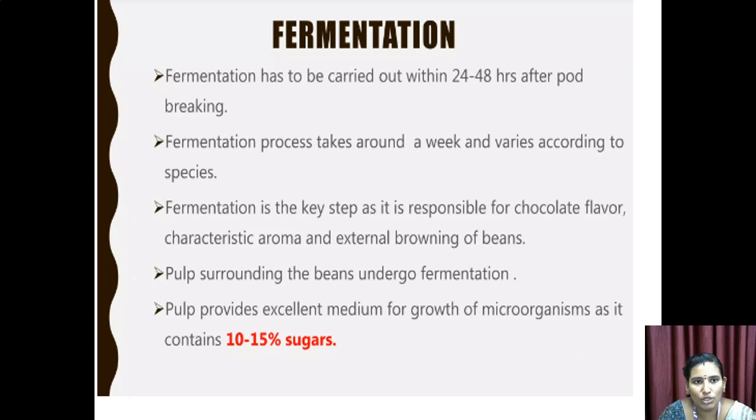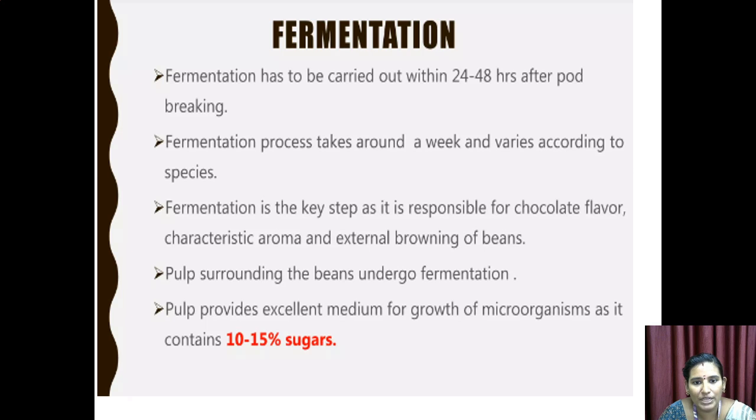Then fermentation process. Fermentation has to be carried out within 24 to 48 hours, that means 1 day to 2 days. After pod breaking, the fermentation process takes around a week and varies according to the species. Fermentation is the key step as it is responsible for chocolate flavor, characteristic aroma, and external browning of beans.